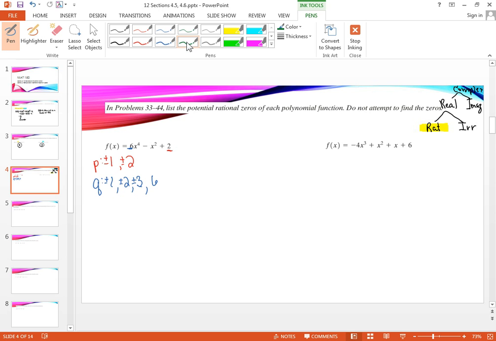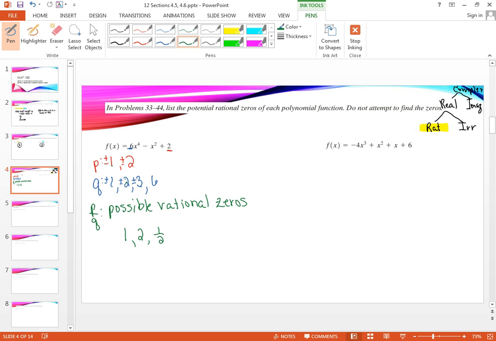Then make a list of all the fractions you can make putting the numbers from P over Q. These are going to be your possible rational zeros, your possible rational x-intercepts of the graph. So let's see. Take all of the red numbers over all of the blue numbers, whichever way makes sense to you. I'm going to do 1 over 1. Then 2 over 1. Then 1 over 2.